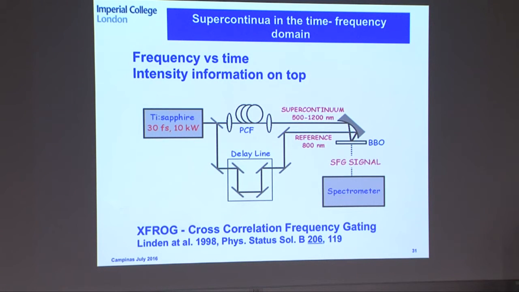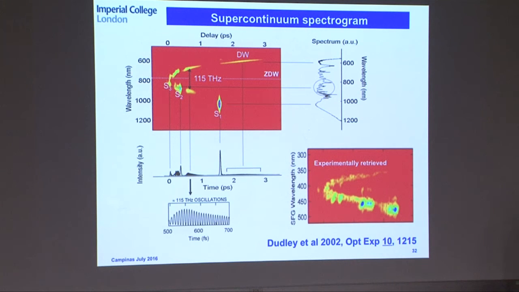So you shift this and plot out what frequency you measure as the difference between these, or the sum. And this is really just XFROG. So you can do this with a Ti:sapphire, delay the Ti:sapphire, generate your PCF, and then mix these, do the sum frequency generation in a crystal, and look at it in a spectrograph. And if you do that, theoretically, this is now proposing what's happening. Here you have the soliton. Now this is the long wavelength soliton. It's flying off to the long wavelength side. This is the soliton self-frequency shift.